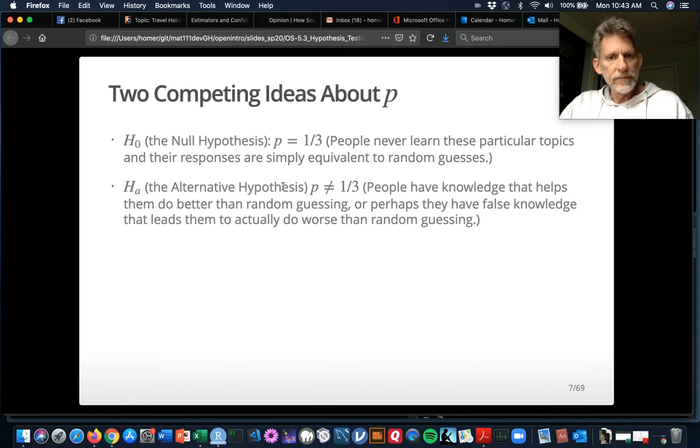Now, another idea simply disagrees with the null hypothesis and says, P's not 1/3, might be more than a third, might be less than a third. This idea that disagrees with the null hypothesis is called the alternative hypothesis and is written H with a subscript A for alternative. So if you're a believer in the alternative hypothesis, you might go either way. You might believe that people have some knowledge about vaccination rates that helps them to do better than random guessing. That's p bigger than a third. Or maybe that they have something like anti-knowledge that leads them to do actually worse than random guessing, p less than a third. Either way, you're one of the people who supports the alternative hypothesis.